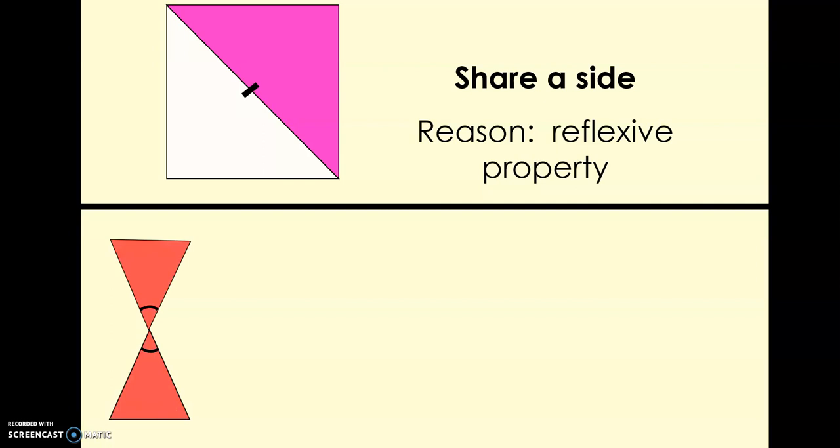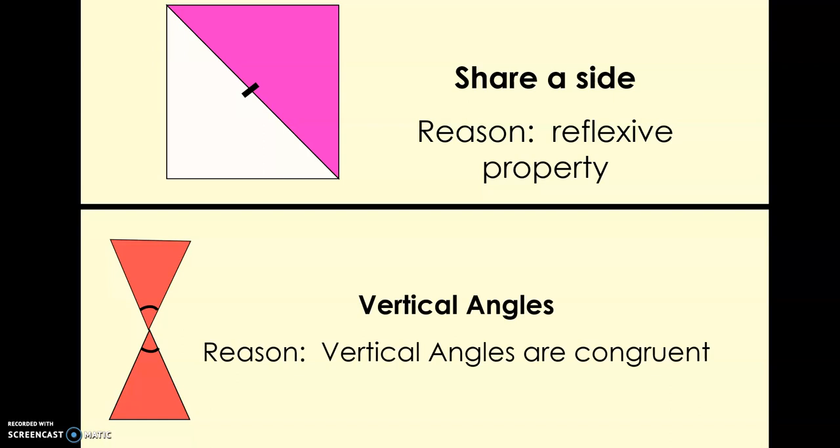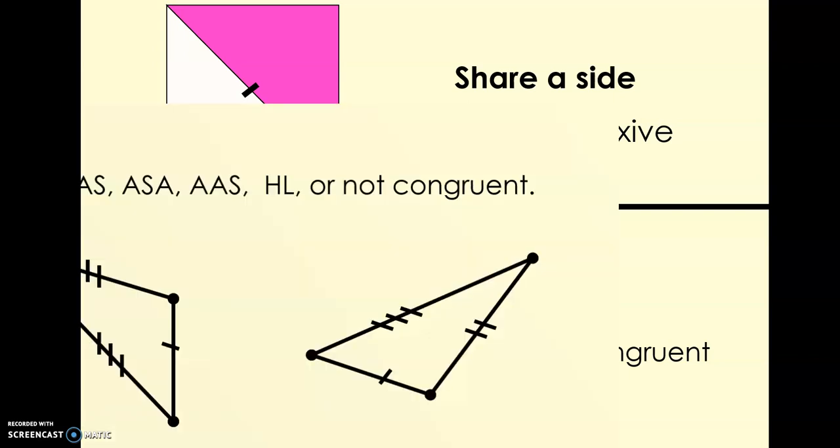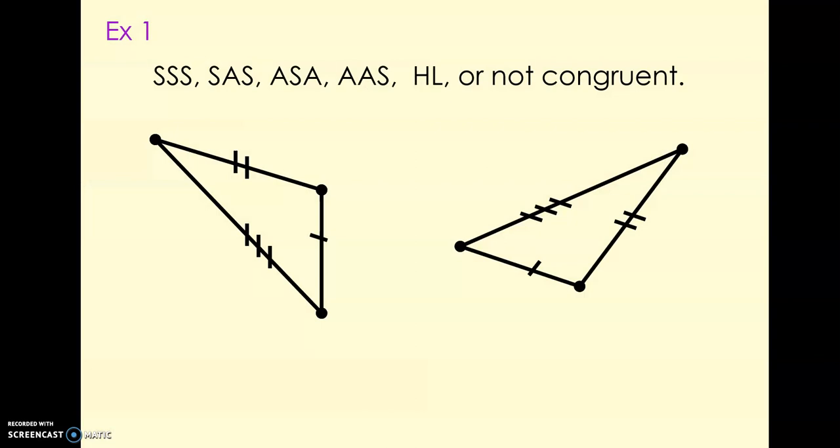Okay, the other thing is something that we talked about earlier, vertical angles. Vertical angles are always congruent. So if you had a situation like this and those angles weren't marked, you can mark them because you know that vertical angles are going to be congruent. If you're ever in a situation where something like corresponding angles or alternate interior angles, alternate exterior, all of those are valid reasons as well. All right, so here is what we're doing with this.